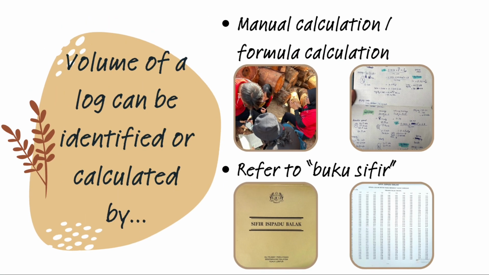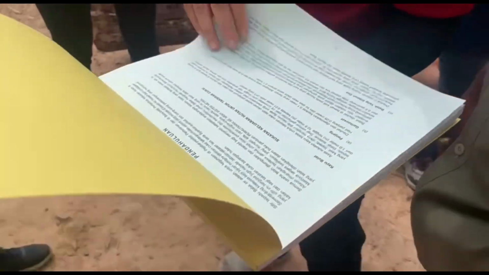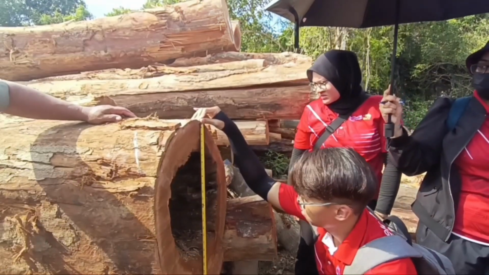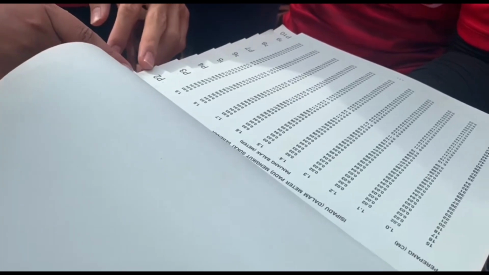We can identify the cost of each log by using two types of method, which consist of manual calculation and the buku sivil. Buku sivil can assist the government operator to get the value of the logs rapidly. They just need to get the diameter at the cross-sectional surface and the length of logs, then refer and check through the buku sivil within a short time to get the cost of log.